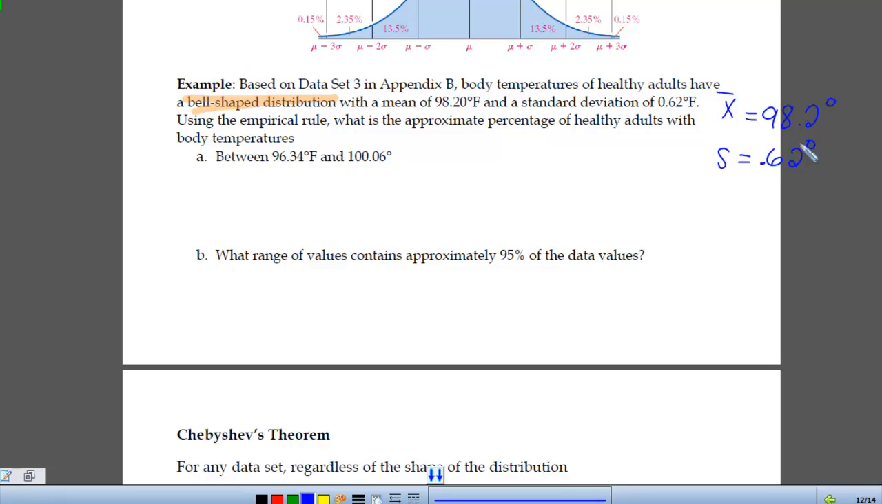Okay, so using the empirical rule, which I intended not to type because I'm not going to say that on the test. You'll know to use the empirical rule because it says it's a bell-shaped distribution. So what is the approximate percentage of healthy adults with body temperatures between 96.34 degrees Fahrenheit and 100.06 degrees Fahrenheit? Well, the first thing I need to know is how far those numbers are from the mean in terms of standard deviations. So one way we can do it is actually a little chart like the one we had up top there.